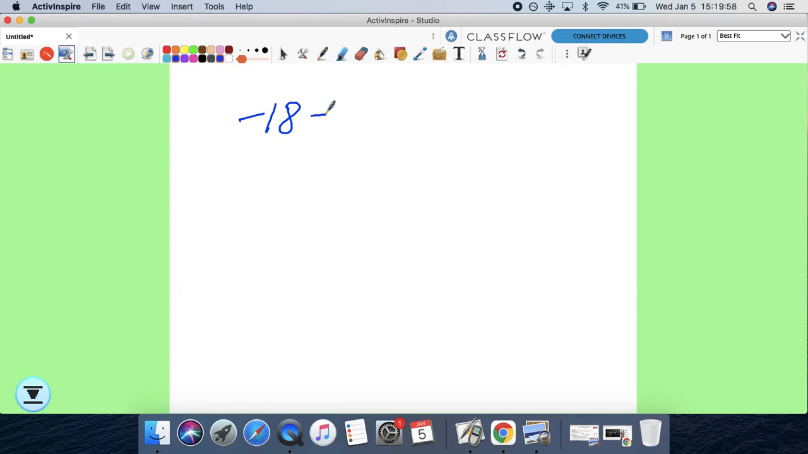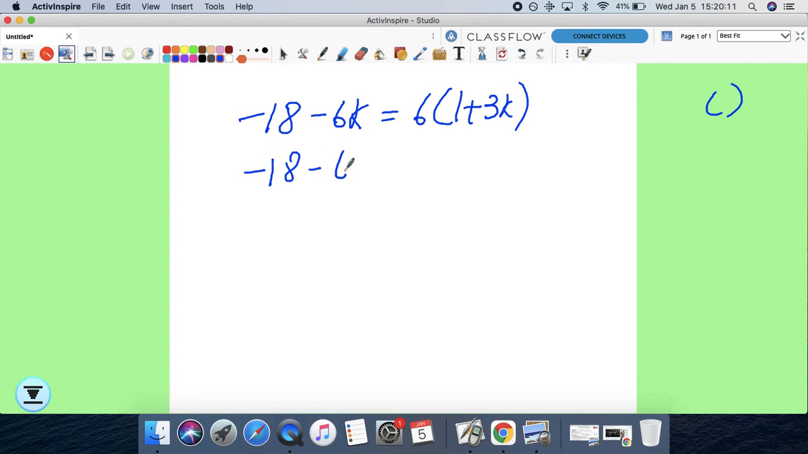Negative 18 minus 6k equals 6 times 1 plus 3k. We have distributive properties. Do you see parentheses? Yeah, so we have to take care of that. So let's take care of that. Negative 18 minus 6k equals, and then distributive property over here. 6 times 1 is 6. And then 6 times 3k. Positive times a positive, 18k. So this parenthesis is gone.